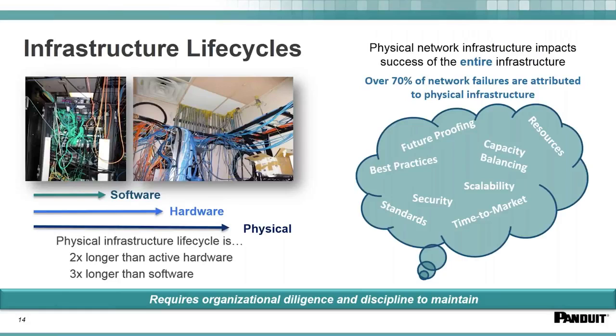So the network we're putting in right now is very important, and we need to make sure we have the proper planning, we do future proofing, make sure we do capacity balancing and things like that when we're putting in the network. And the last statistic here that I like to point out is that 70% of the network failures are attributed to the physical infrastructure. So again, highlighting the importance of taking some care when we put in the infrastructure, because it's going to have to last us for the next 25 years.